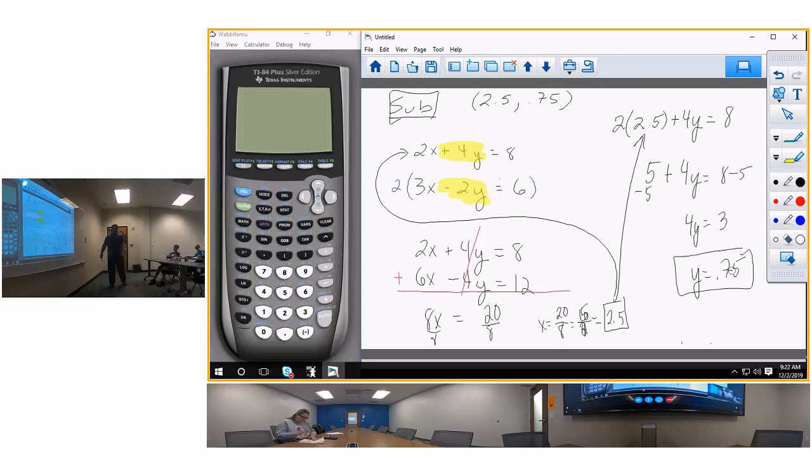Y is equal to 0.75. So there is 50% of your test: 1 elimination, 1 substitution, and 1 graphing. There's four things that I'm going to test you on. If I give you 20 questions, you're probably going to get 4 of each. I'll probably give you 10 questions because this does take a little bit of time. I can't remember how many I gave you.